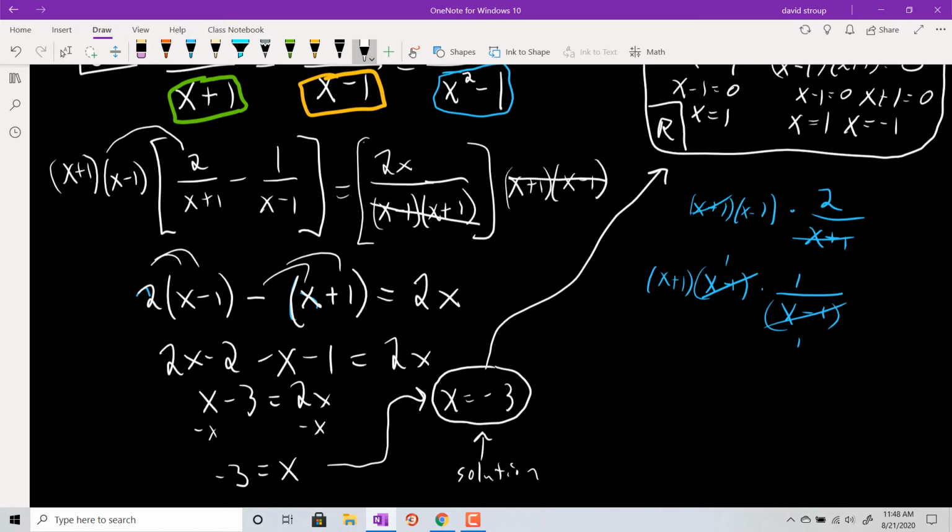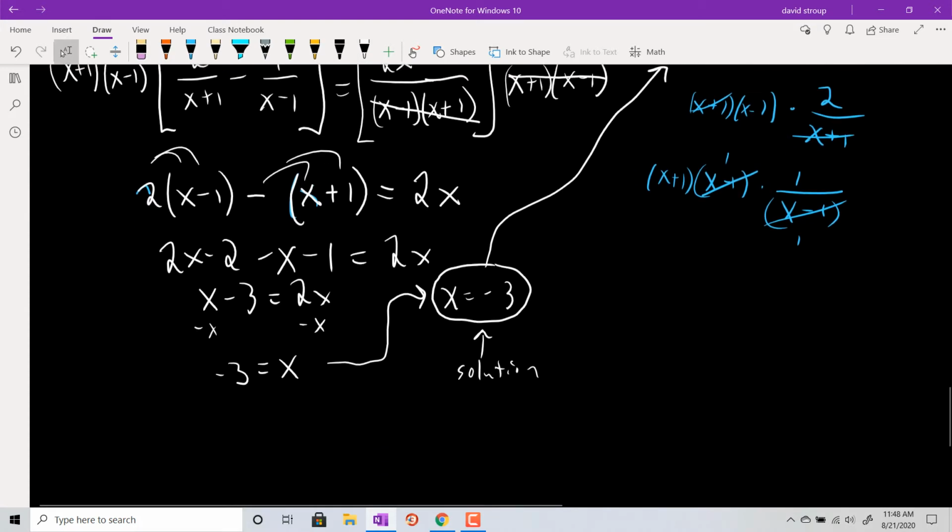I think in the software they want you to put it in set notation, so it'll look like this. But I think they type in the little set notation part, so all you'll have to do is type in the 3. Or the negative 3, sorry. Okay, let's look at another one.